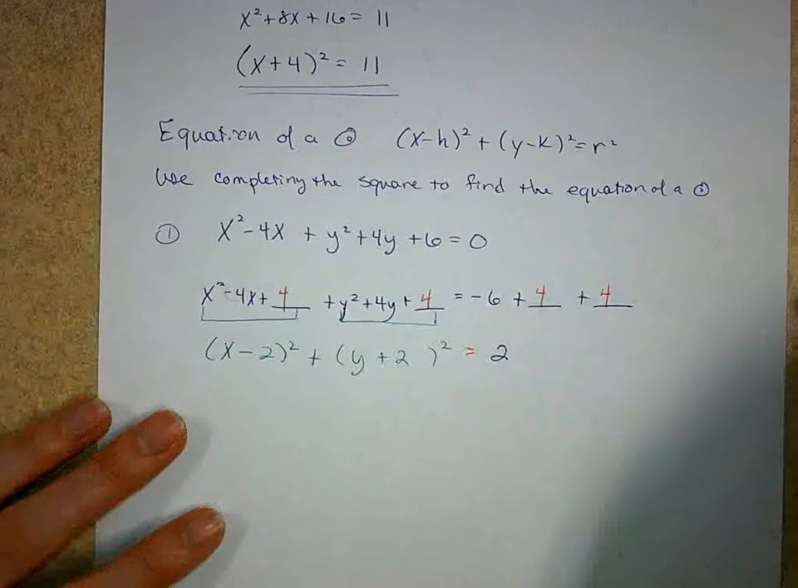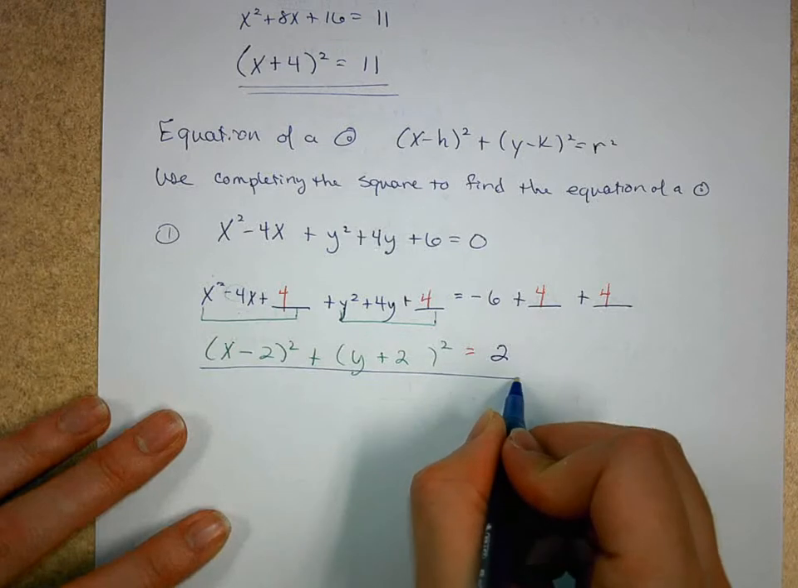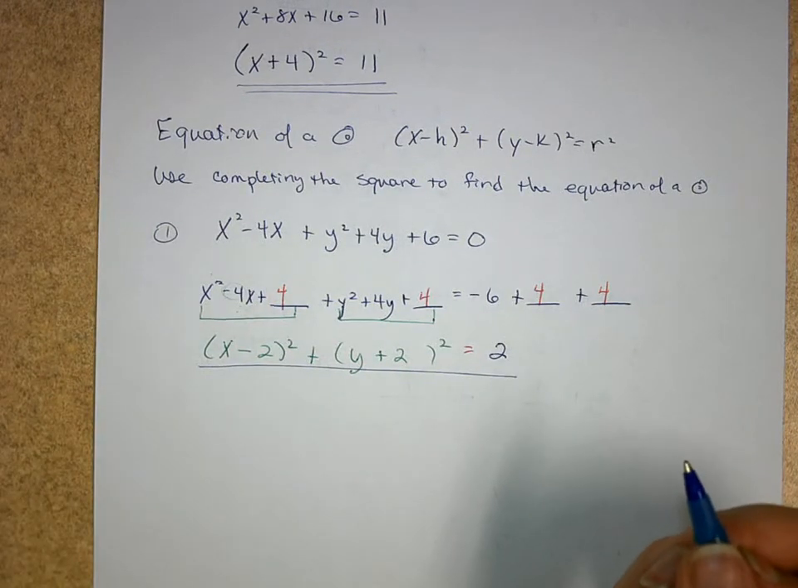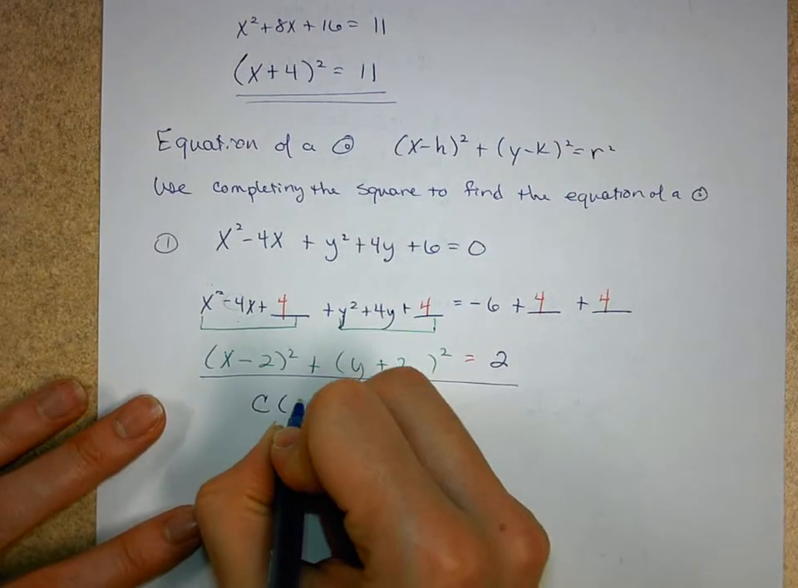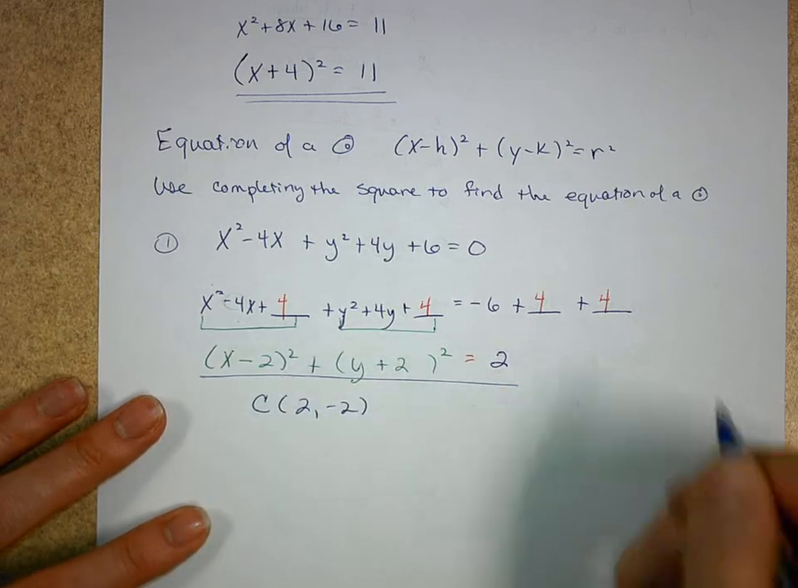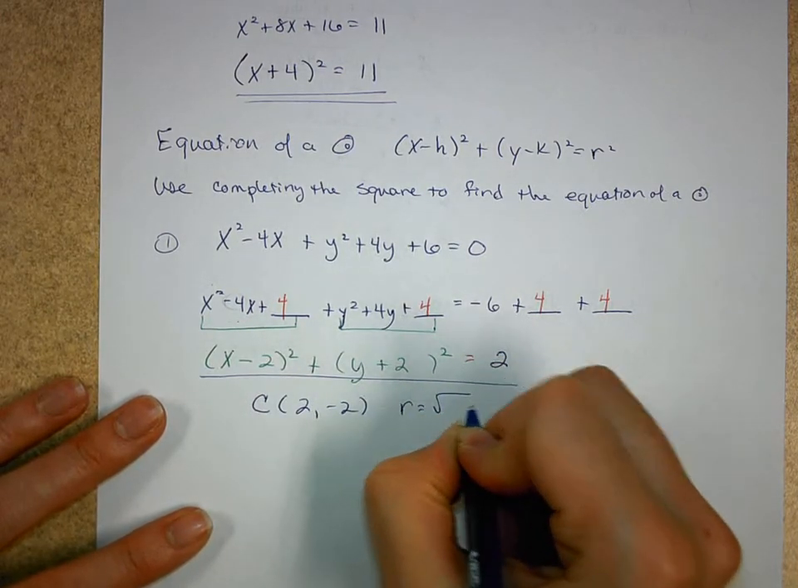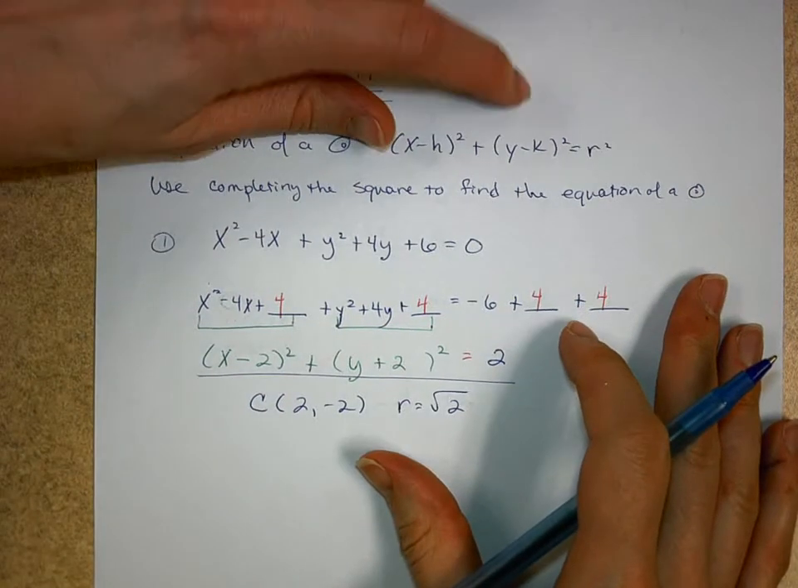Now, look at my equation. Isn't that an equation of a circle, right? What's your center? Your center is going to be 2, negative 2, right? And your radius is just the square root of 2, because now that's using the equation of the circle we had the other day.